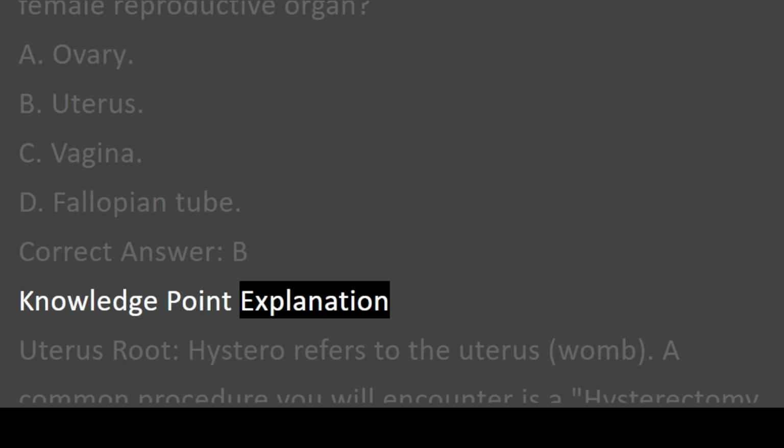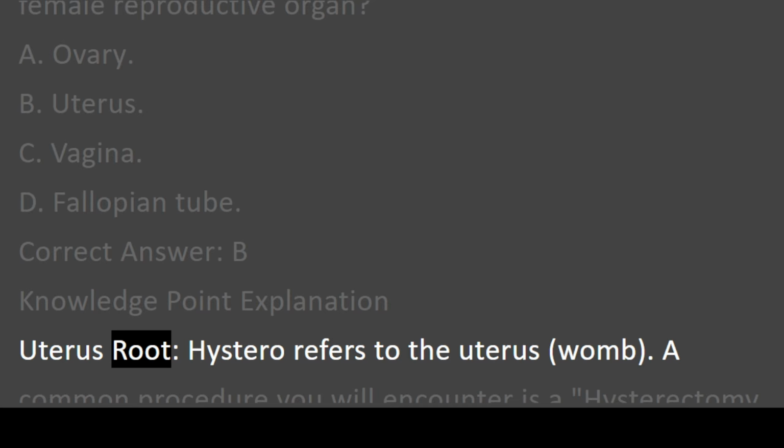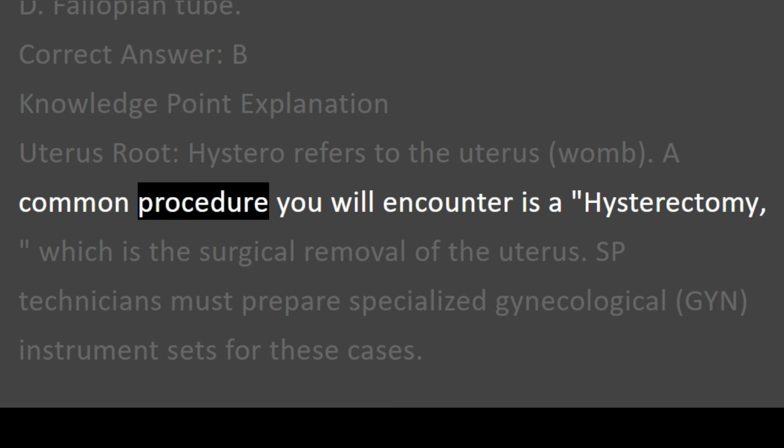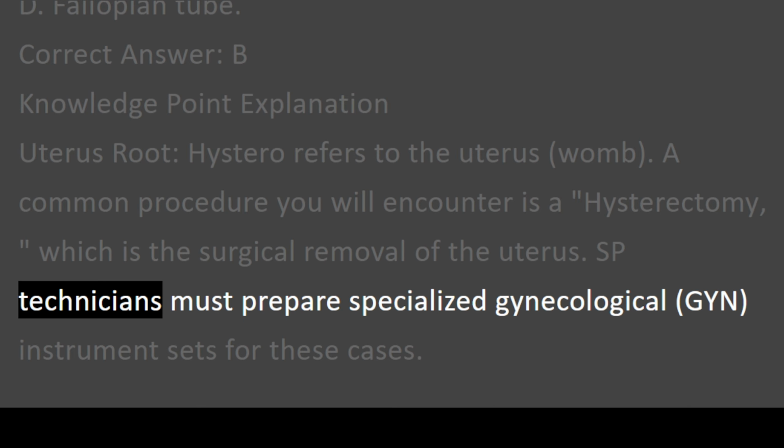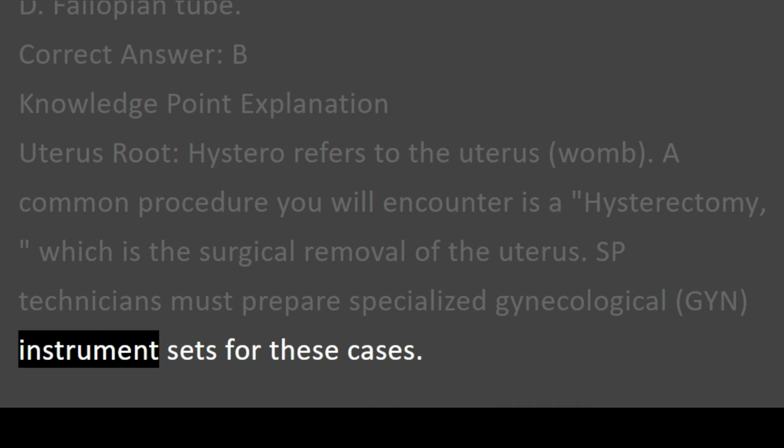Knowledge point explanation. Uterus root, hystero, refers to the uterus, womb. A common procedure you will encounter is a hysterectomy, which is the surgical removal of the uterus. SP technicians must prepare specialized gynecological, GYN, instrument sets for these cases.